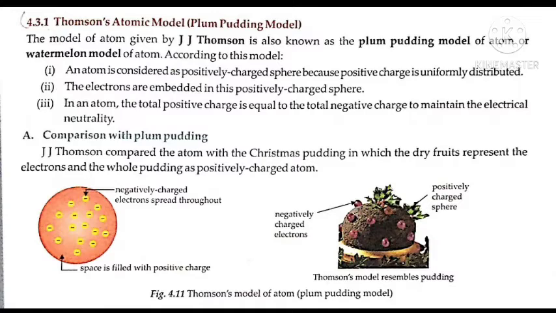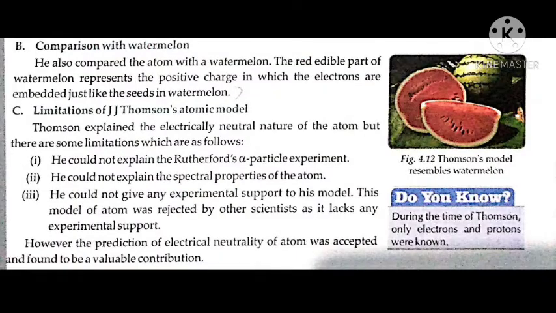Comparison with Plum-Pudding. J.J. Thomson compared the atom with the Christmas pudding in which the dry fruits represent the electrons and the whole pudding as positively charged atom. Comparison with watermelon. He also compared the atom with a watermelon. The red edible part of watermelon represents the positive charge in which the electrons are embedded just like the seeds in watermelon. Limitations of J.J.